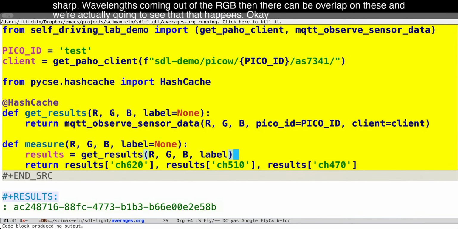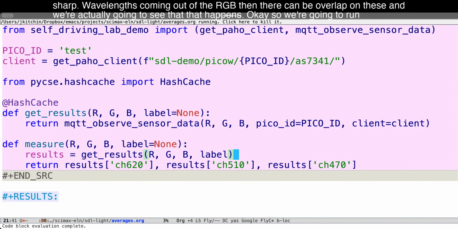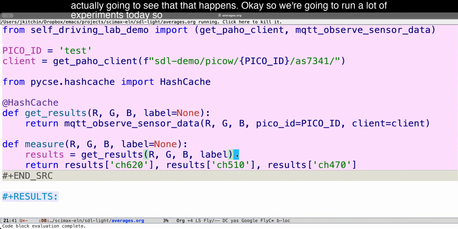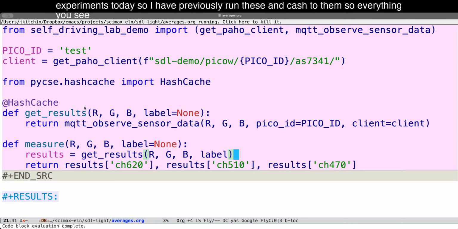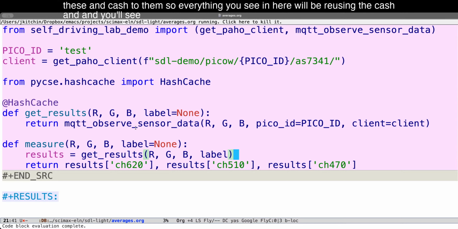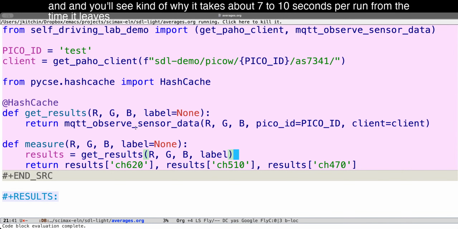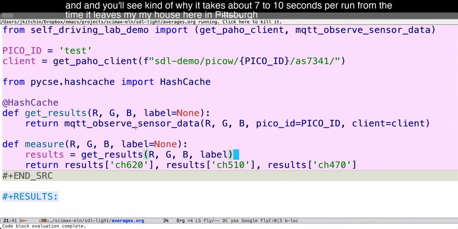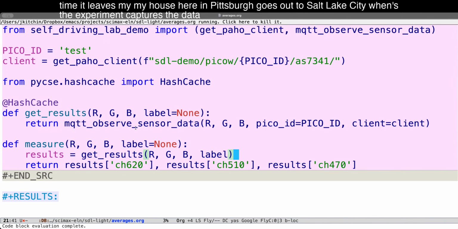Okay, so we're going to run a lot of experiments today. I have previously run these and cached them, so everything you see in here will be reusing the cache, and you'll see why. It takes about 7 to 10 seconds per run from the time it leaves my house here in Pittsburgh, goes out to Salt Lake City, runs the experiment, captures the data, and comes back. That is typically a 7 to 10 second experiment.